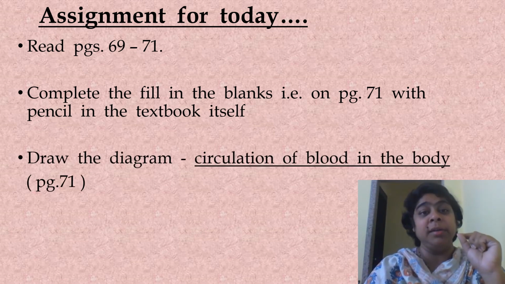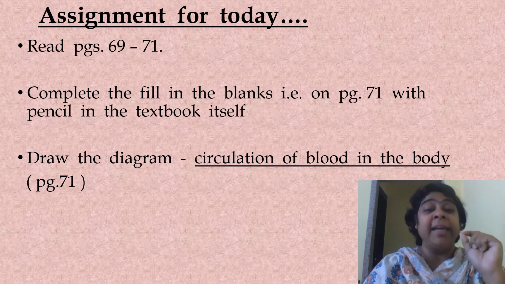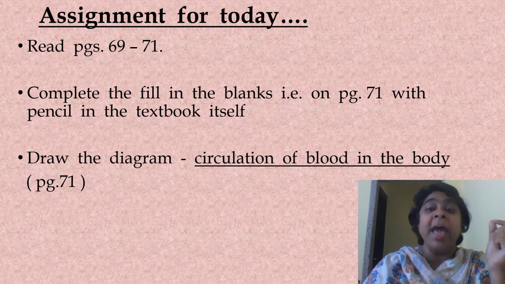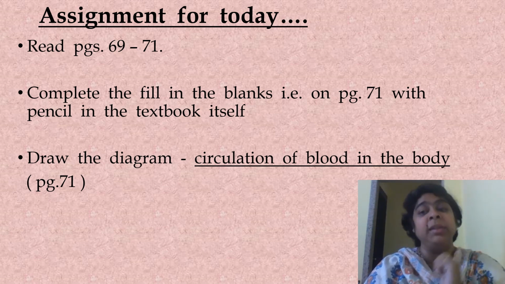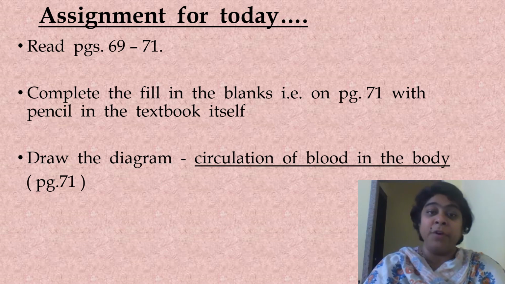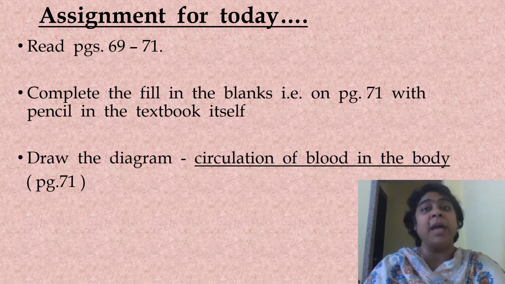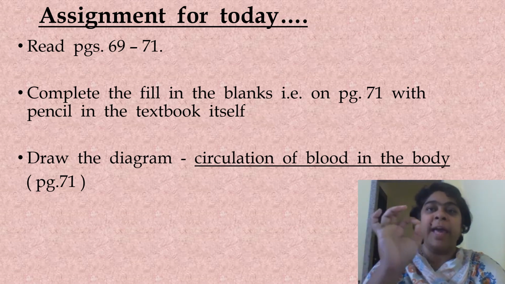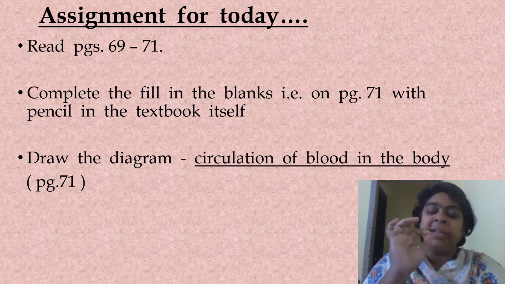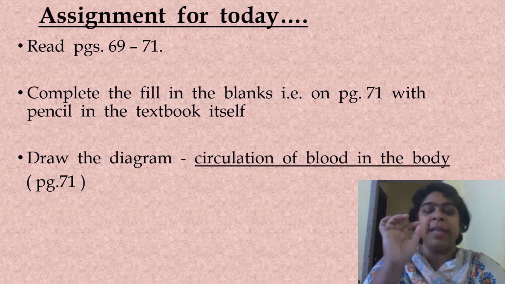Okay, children? Then the diagram of the circulation of blood in the body is given on page number 71, as well as I have shown you in this video. So you can refer to page number 71, and you can also draw the diagram, as I have told you again and again. No problem if the diagram is not accurate, that's fine, but it should be your own work.